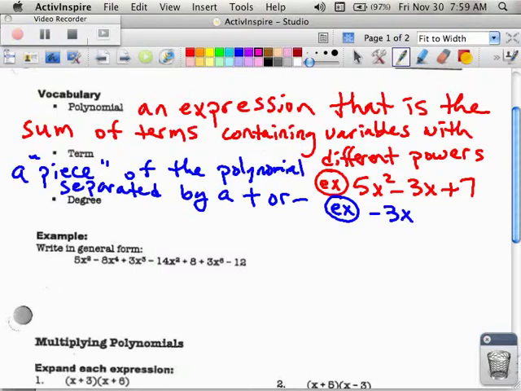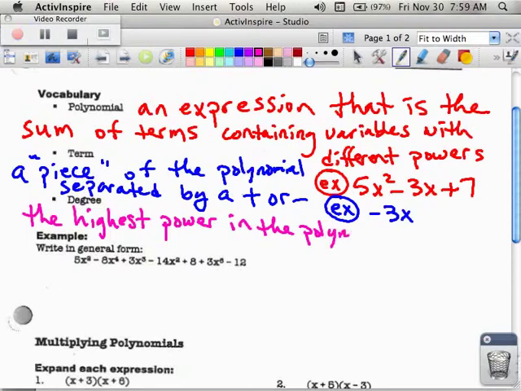And then the last part of our vocabulary is the degree, and that's the highest power in the polynomial. For example, in the one above, the answer would be 2. That's the power of the polynomial, because the highest power you see in 5x squared minus 3x plus 7 is 2. That's the degree.